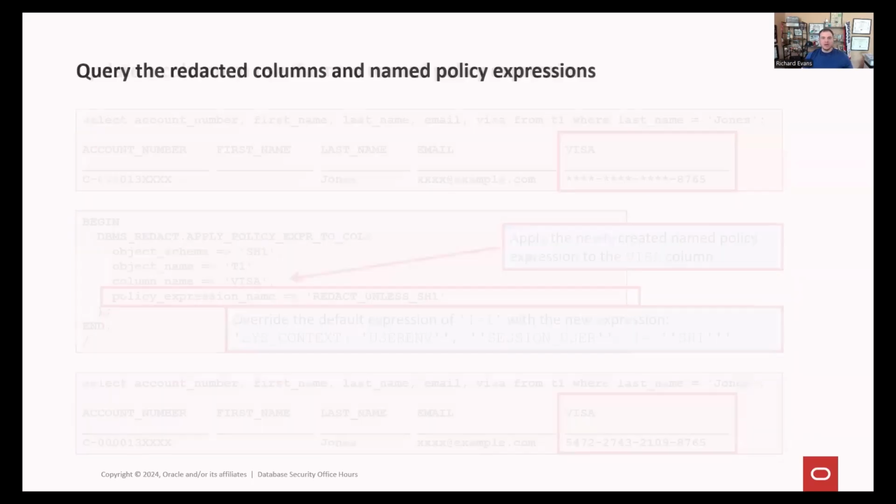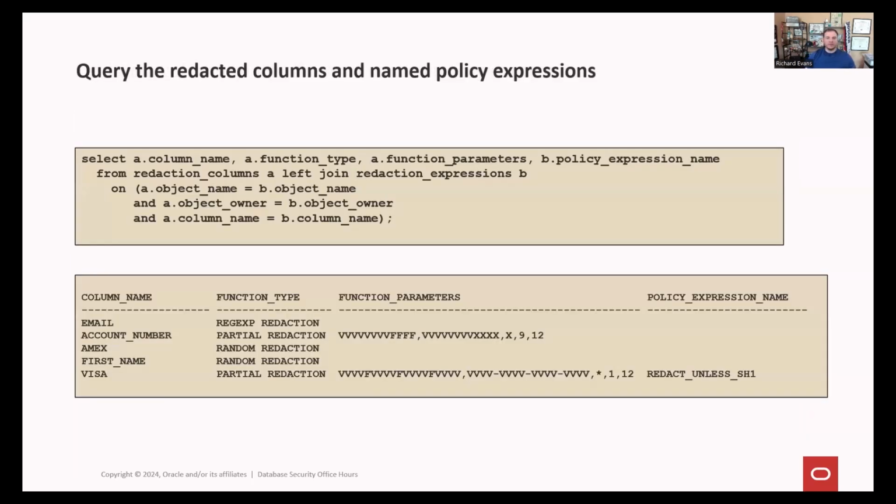Okay. Now, when we want to query what the columns have here, we're going to create a join on a couple of views. So remember, we granted read on redaction columns and redaction expressions and redaction policies. In this query, we're going to combine 2 of these together, redaction columns, as well as our redaction expressions. That'll let us see which columns are utilizing the policy expression instead of the default expression of the policy. Does that make sense? So we can join these together and we can get information out of here.